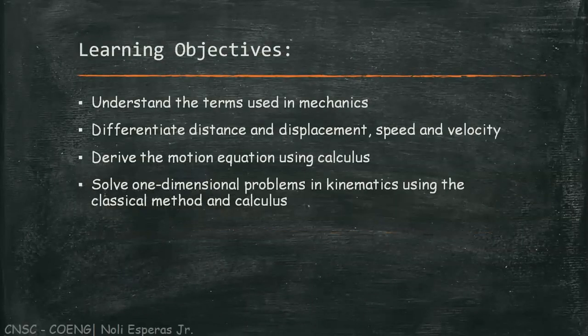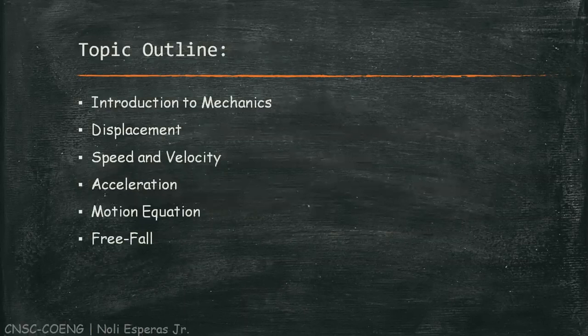Our learning objectives are to understand the terms used in mechanics; differentiate distance and displacement, speed and velocity, and acceleration; derive the motion equation using calculus; and solve one-dimensional problems in kinematics using the classical method and calculus. Our topic outline is Introduction to Mechanics, Displacement, Speed and Velocity, Acceleration, Motion Equation, and finally, Free Fall.